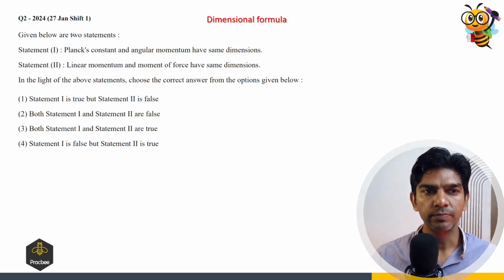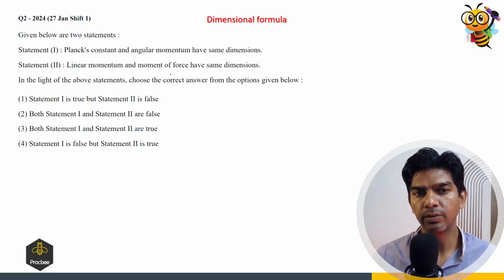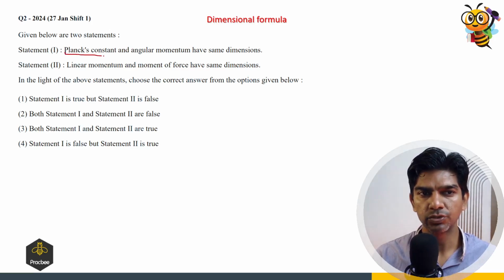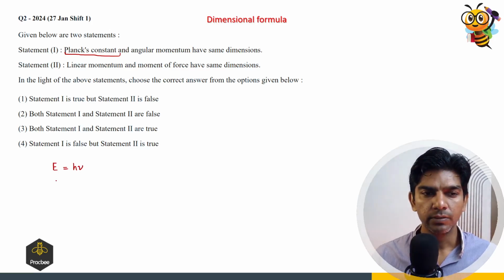Now let's see this question. Given below are two statements. Statement 1: Planck's constant and angular momentum have the same dimension, and statement 2: linear momentum and moment of force have the same dimension. Let us find the dimension of Planck's constant. We have to think about a formula which contains Planck's constant. So I'm going to use the energy of a photon, which is E equals h nu, where nu is the frequency.